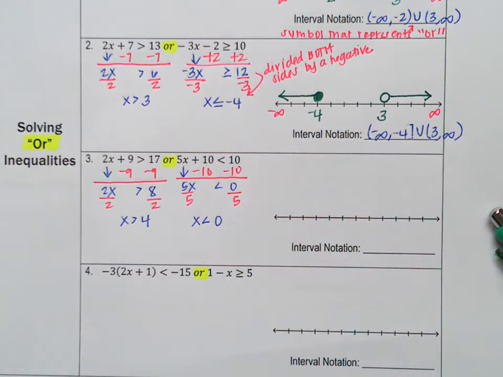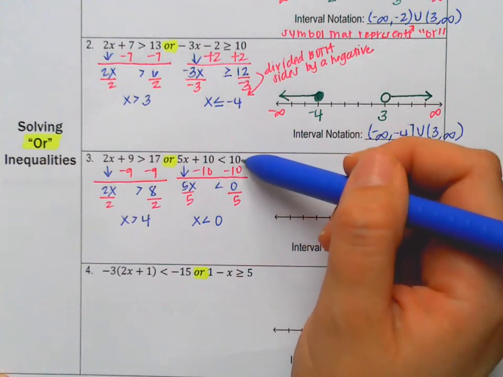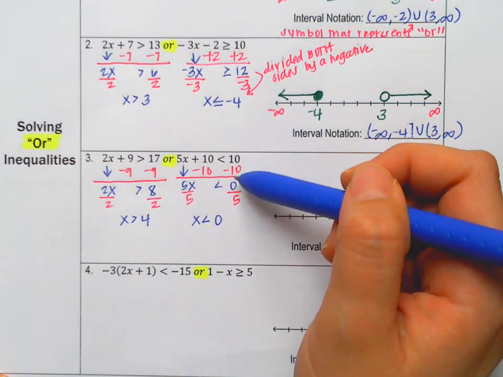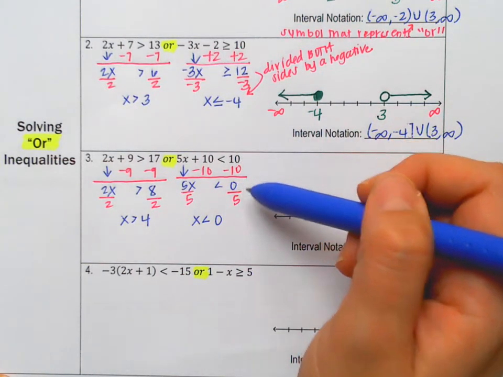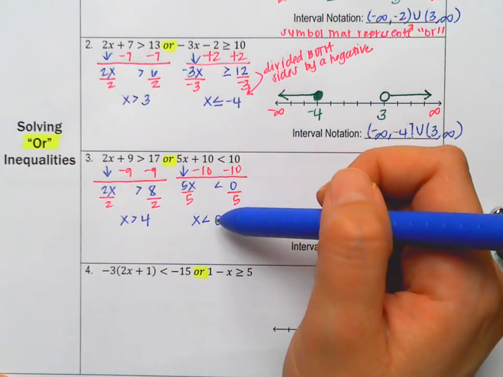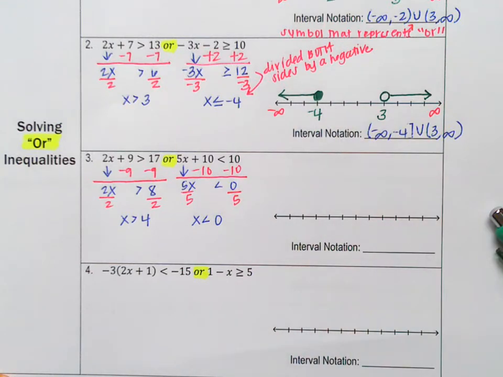And on the second one, I got x is less than 0. So this is kind of a common area of mistake here. When we do 10 minus 10, we get 0. And then 0 divided by any number is always going to be 0. So that's how we got x is less than 0.